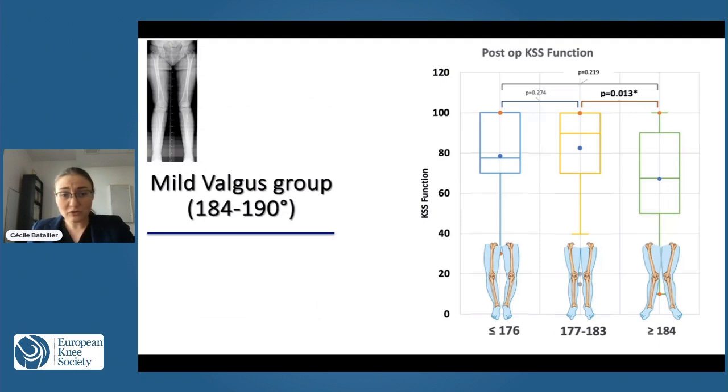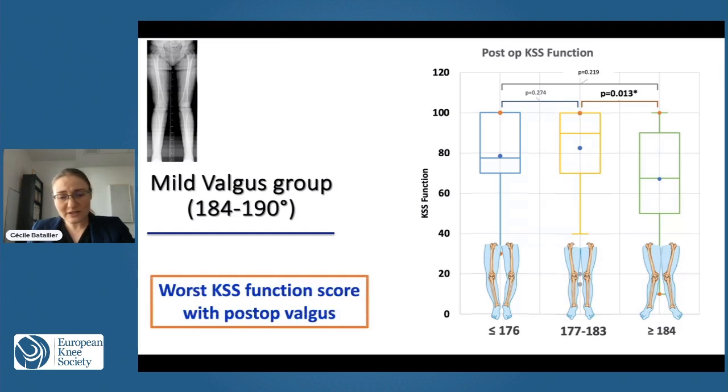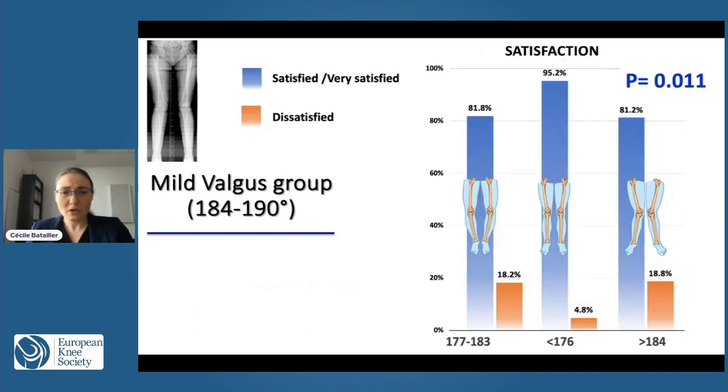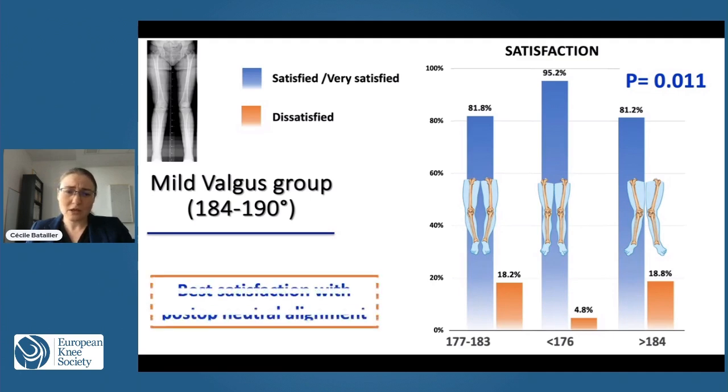For the mid-valgus group, so the preoperative mid-valgus group, we found the worst KSS function score was obtained when we have a post-operative valgus alignment. For the satisfaction in the same group, so preoperative mid-valgus deformity, the best satisfaction was obtained when we obtained a post-operative neutral alignment, and it was significant also.